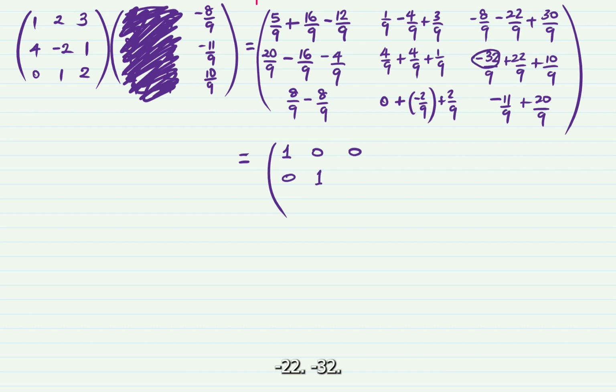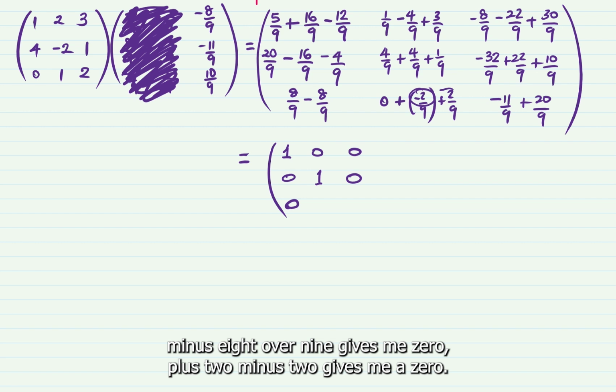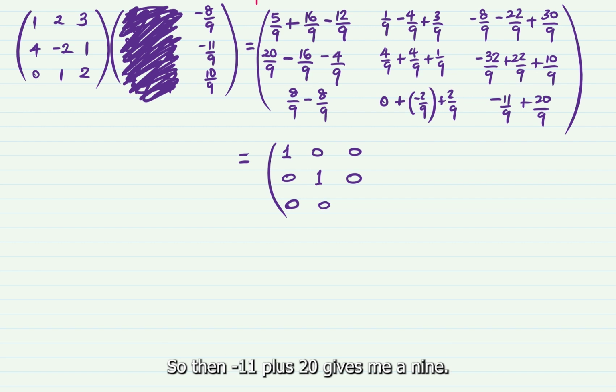Minus 32 plus 22 gives me negative 10. Negative 10 plus 10 gives me 0. 8 over 9 minus 8 over 9 gives me 0. Minus 2 plus 2 gives me a 0 also. Then minus 11 plus 20 gives me a 9. 9 divided by 9 gives me a 1.